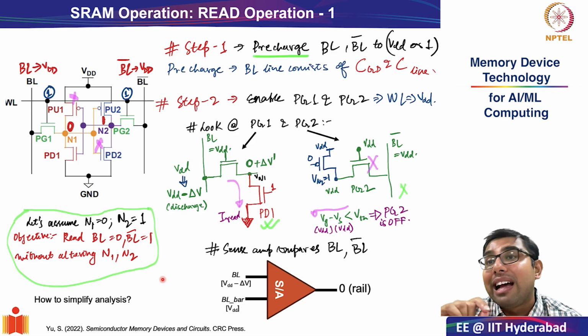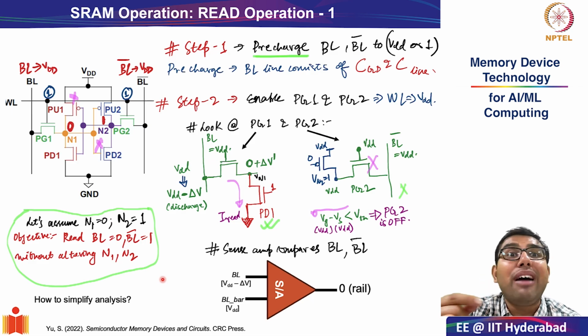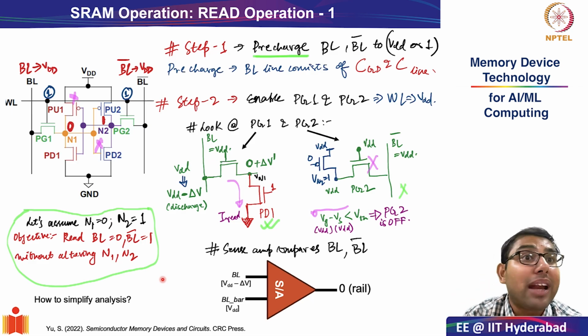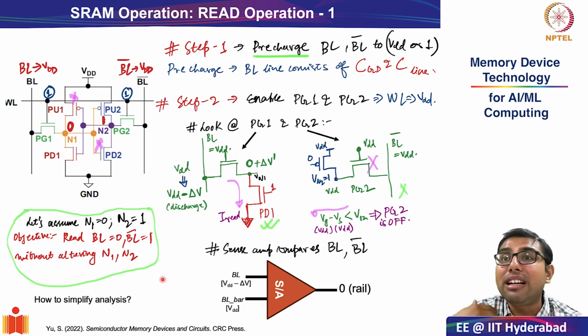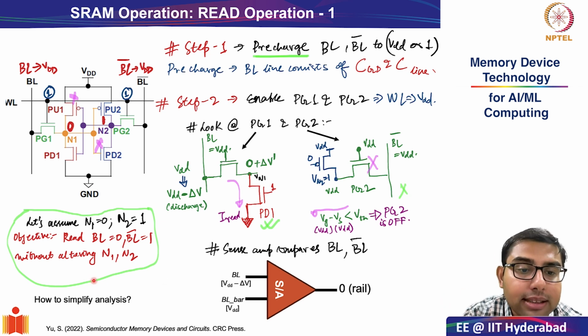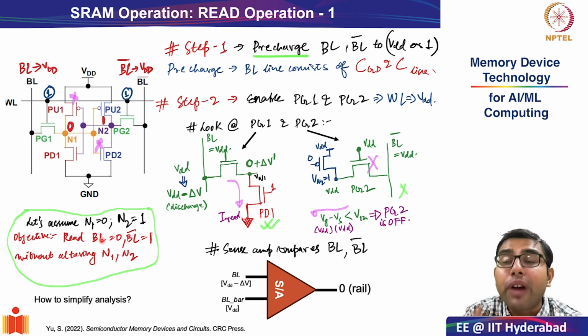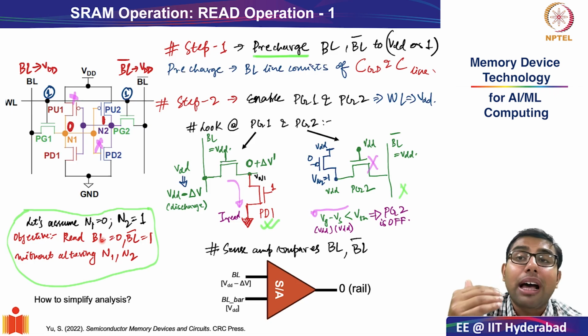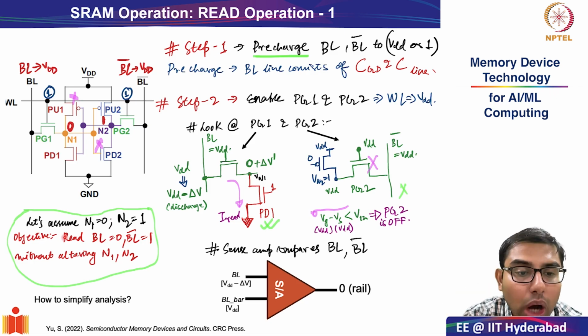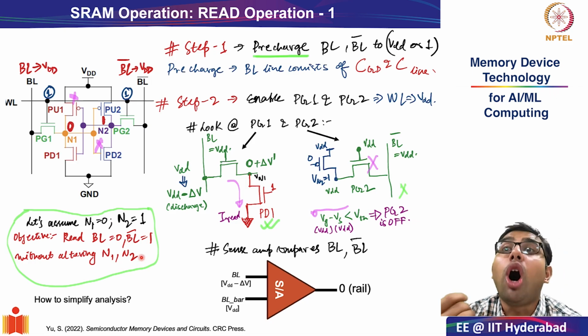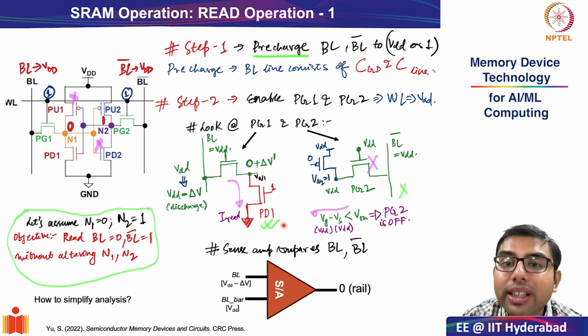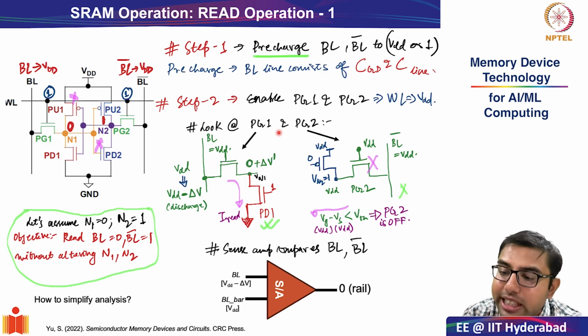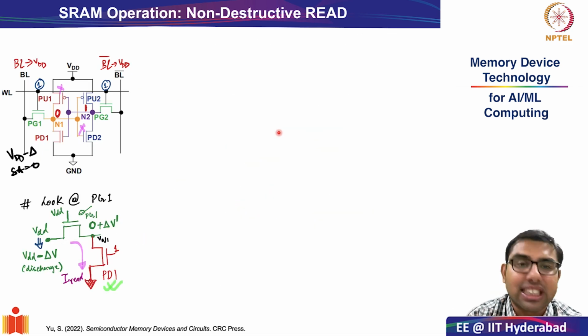Otherwise, SRAM cells will also become like DRAM cells. You will have to refresh them after every read because it will become a destructive read. But for SRAM cells, the fundamental operation is that it should have a non-destructive read. So how do you make sure that N1 and N2 values are not altered when all these dynamic processes are happening? And this is what we will see in the next section.